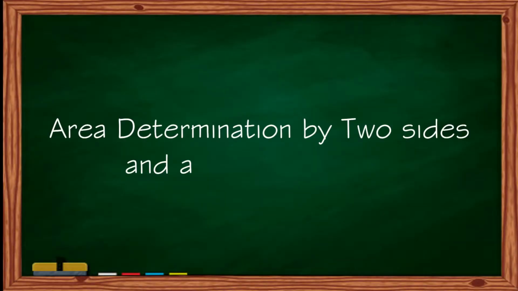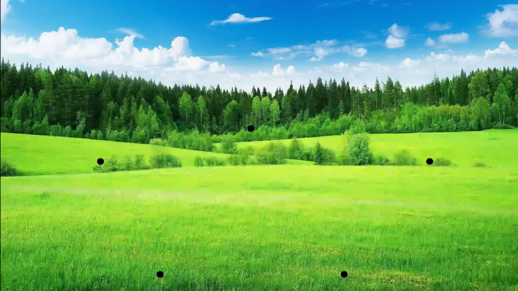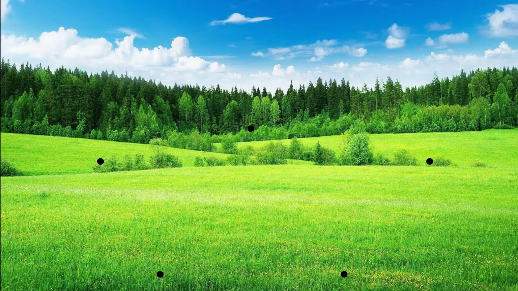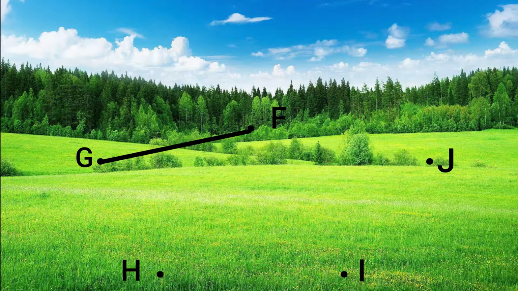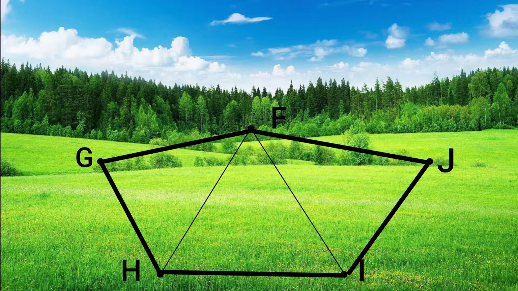For method number 2, area determination by 2 sides and an included angle. The same points will be used as method number 1, but this time, label the points as F, G, H, I, and J. Connect the points, and you have a 5-sided polygon. Now, divide it again into 3 triangles, and maybe try a different division this time so we can confirm if the computed area will be the same.